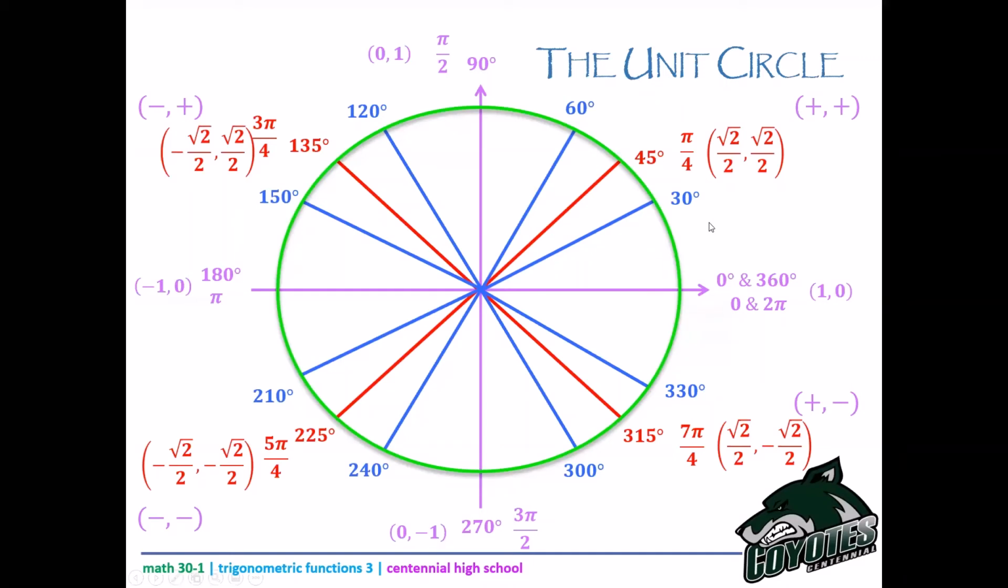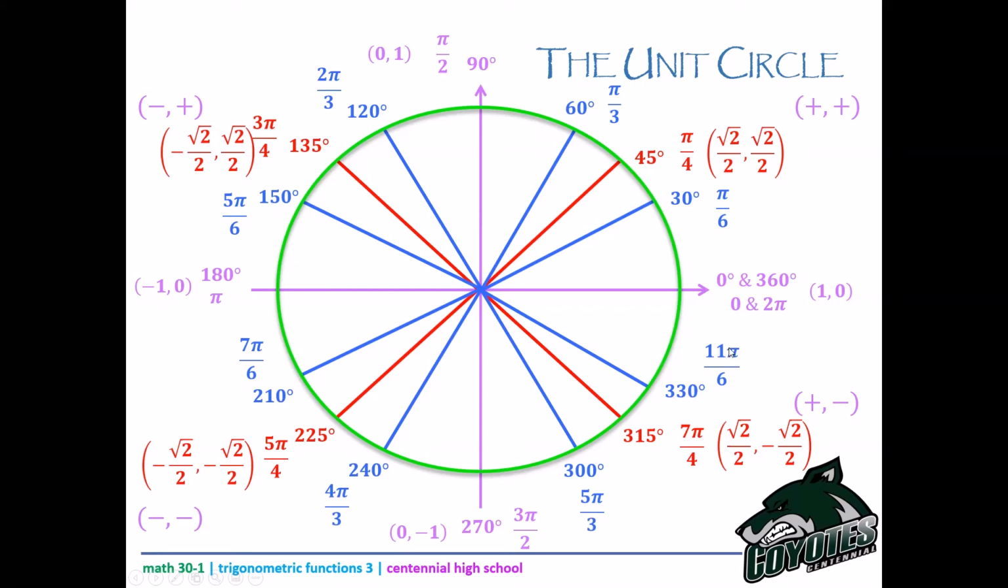So 1 pi over 6, 2 pi over 6 for 60 degrees here, but that's going to reduce to pi over 3. 3 pi over 6 would reduce to pi over 2. 4 pi over 6 would reduce to 2 pi over 3. 5 pi over 6 doesn't reduce. 6 pi over 6 reduces to pi. 7 pi over 6 doesn't reduce. 8 pi over 6 reduces to 4 pi over 3. 9 pi over 6 reduces to 3 pi over 2. 10 pi over 6 reduces to 5 pi over 3. After 10 comes 11. 11 pi over 6 doesn't reduce, and then 12 pi over 6 would reduce to 2 pi.